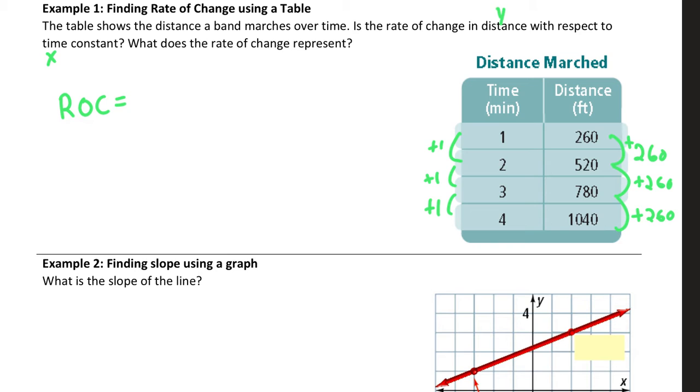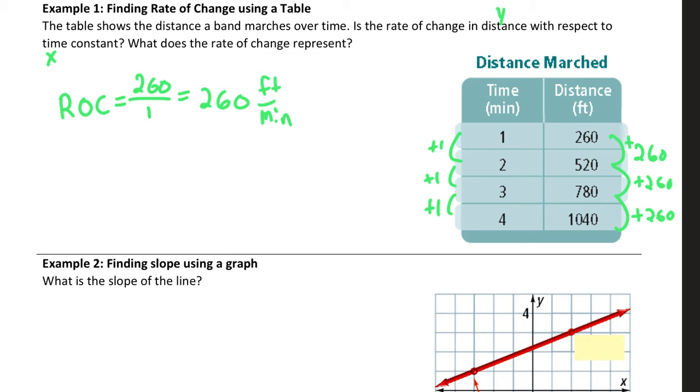For each of these, to go from 1 to 2, to go from 260 to 520, it's a constant rate of change. Every time I go up 1 minute, I go up 260 feet. So my rate of change is 260 over 1, or just 260 feet every minute.